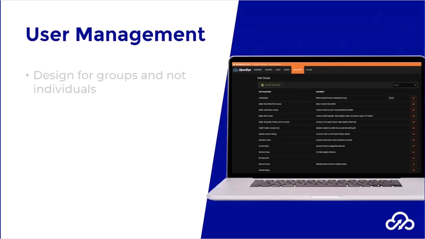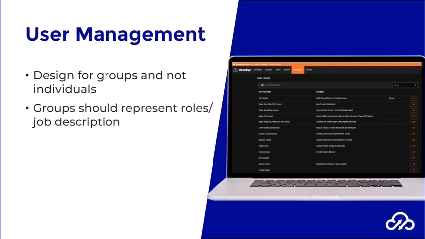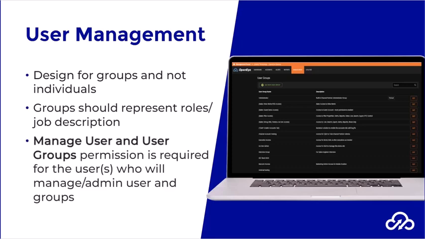User management permissions are set at the user group and not the individual level. User groups should represent job descriptions or level of access. And the person who will manage your users and permissions needs to have the permission Manage User and User Group enabled. This permission is located under the User and User Group Management section of Web Services Permissions.